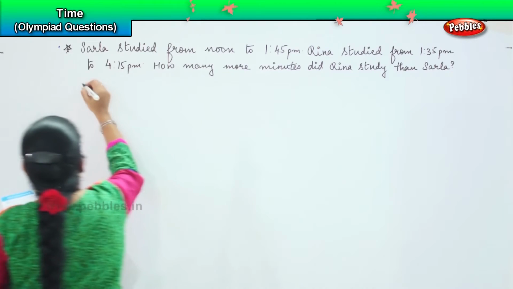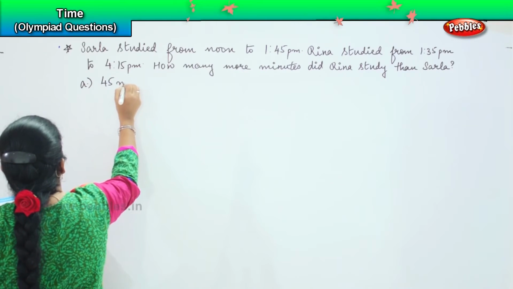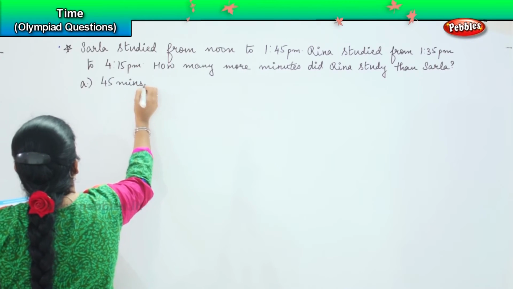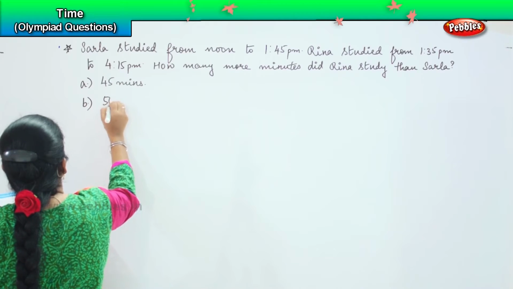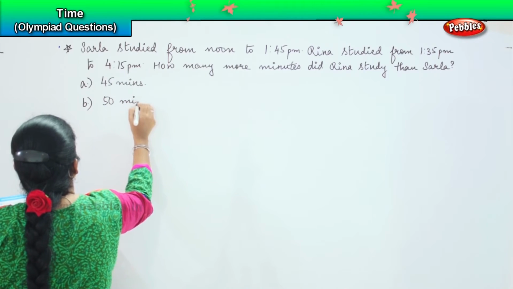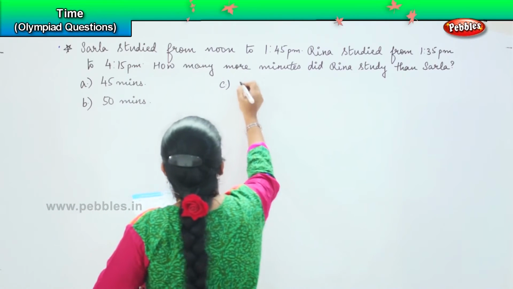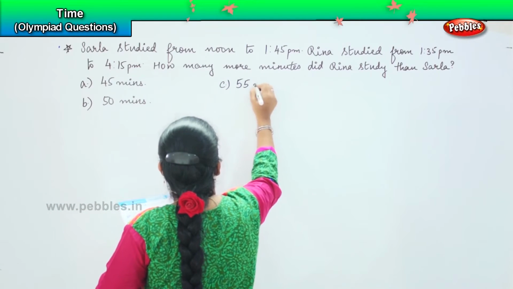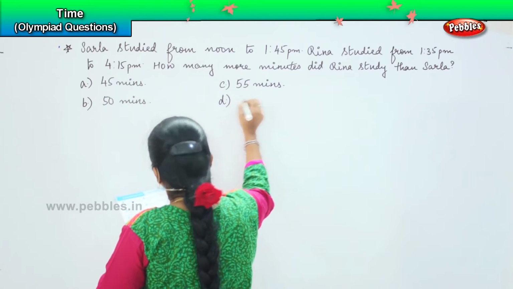Okay, and your options are A 45 minutes, option B 50 minutes, option C 55 minutes, and option D 40 minutes.